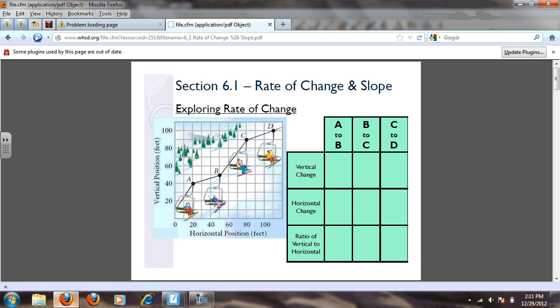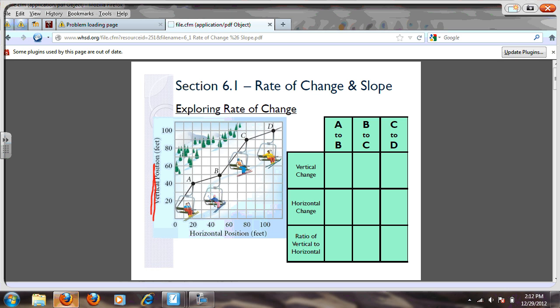We're going to look at these people on the ski lift at point A, point B, point C, and point D. You can either look on the screen or in your textbook. You notice we are on page 308. The first question it says is, what is the vertical change from A to B, from B to C, and from C to D? Vertical change is up and down.